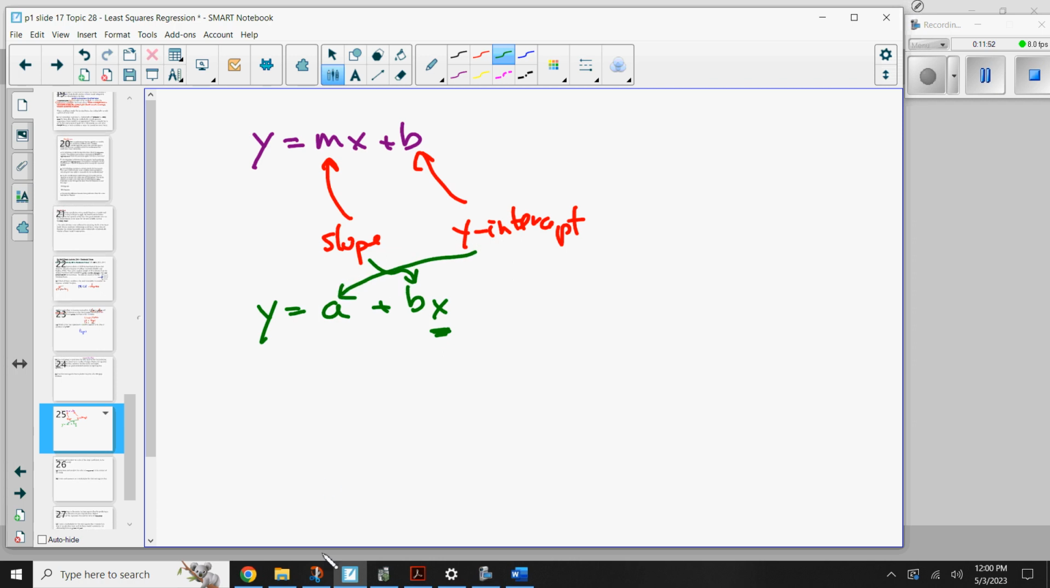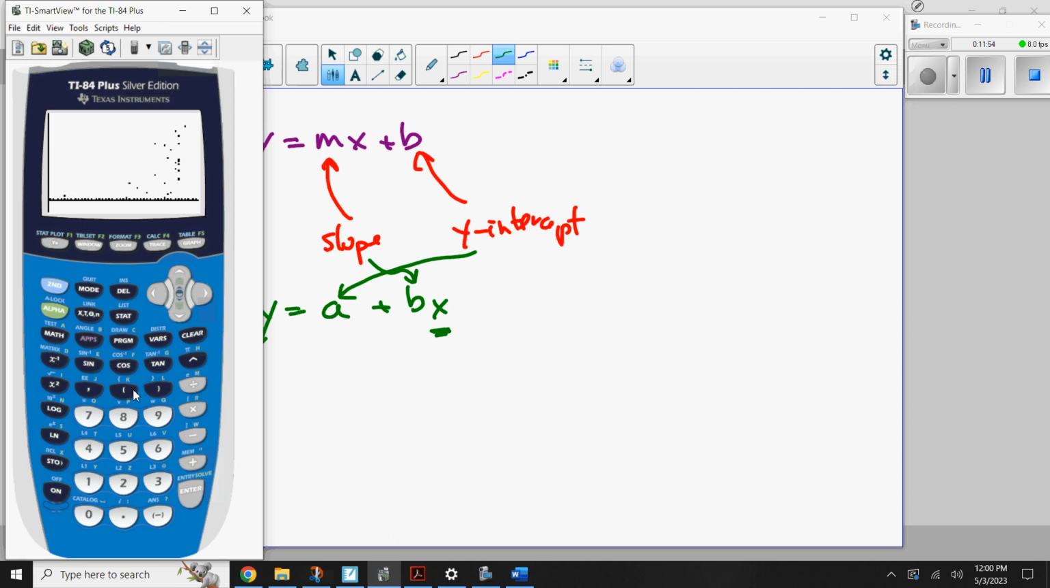I'm going to call it the calculator. If you go stat, calc, now you'll see one that says number 4, linreg ax plus b. That's more similar to our mx plus b. But statisticians like to use this one down here, number 8. Linreg, linear regression, a plus bx. So that's the one that we're going to use.